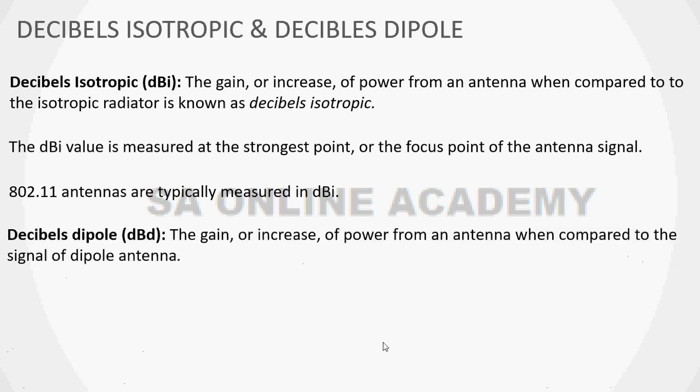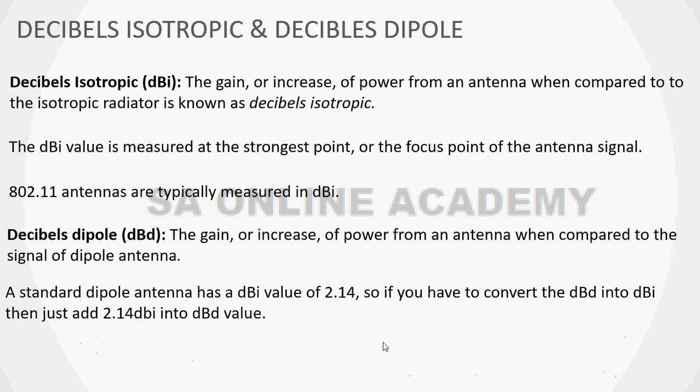Then decibels dipole. Same as decibels isotropic, it is the gain or increase of power from an antenna when compared to the signal of a dipole antenna. The most common type of antenna used in an access point is the half wave dipole antenna. When you measure the gain or power of an antenna as compared to the signal of a dipole antenna, it is called decibels dipole, same as decibels isotropic when compared with the isotropic radiator.